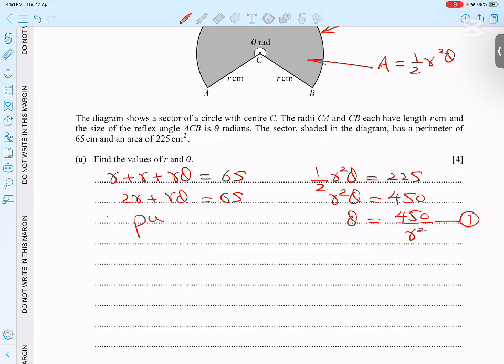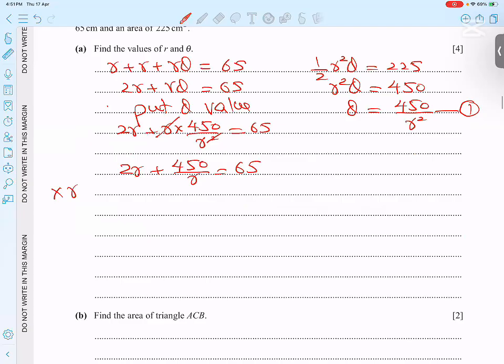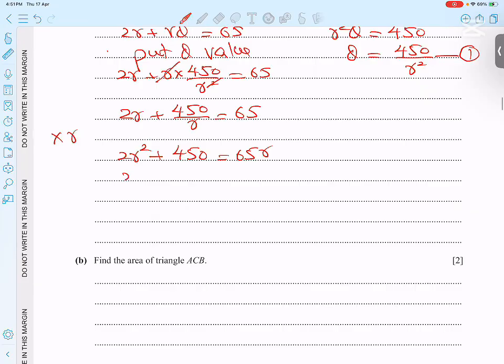So put the theta value from 1. So 2R as it is, R as it is, so 450 over R to the power 2, equal to 65. R will cancel the power 2, so 2R plus 450 over R equal to 65. So multiply by R throughout. Or take LCM, both are okay. 2R to the power 2 plus 450 is equal to 65R. Bring it to the left hand side. I got 2R to the power 2, minus 65R, plus 450 is equal to 0.